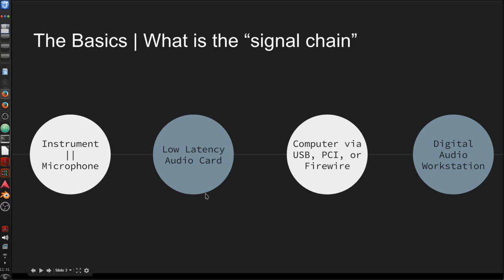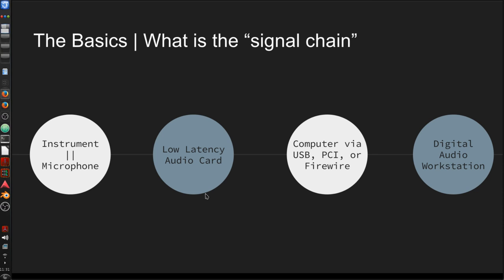One of the first things you need to understand when creating music with a computer, or recording any music, is you need to know what the signal chain is. And simply put, the signal chain is what happens between your voice or your instrument and the computer, when it gets actually tracked to a file on the computer.